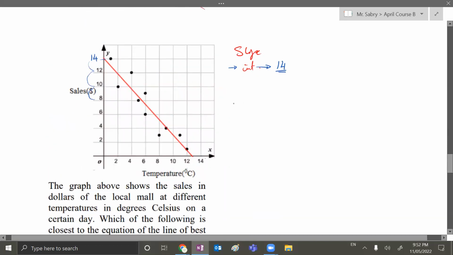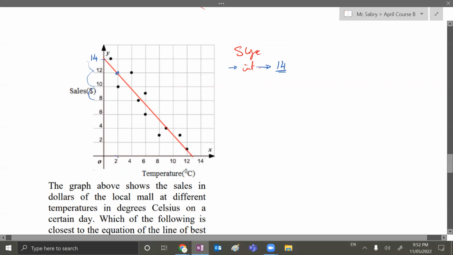I'll go back and I'll try to get the slope now. How do I get the slope? There are 2 ways to get the slope. Either I can just count the rise from one point to the other and the run from one point to the other, or I can just select any 2 points on the line and calculate the slope. I would select this point right here because it seems easy to be found.